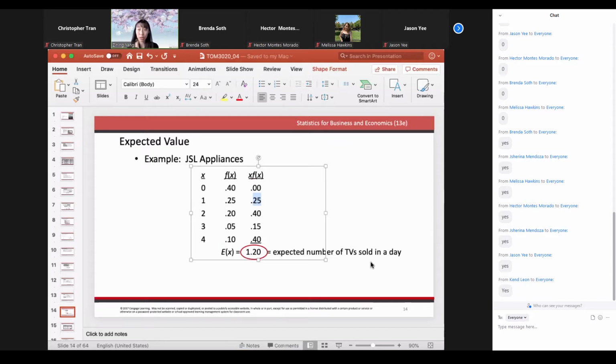So you can actually interpret it as, on average, the store sells 1.2 TVs in a day. That's what we're calculating, because each value shows up with different frequency, different probability. So using that probability as weight, the weighted mean of TV sales is 1.2 TVs. That's what we're calculating, the mean sales.